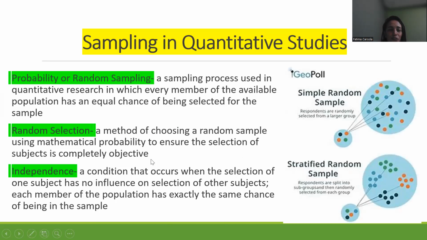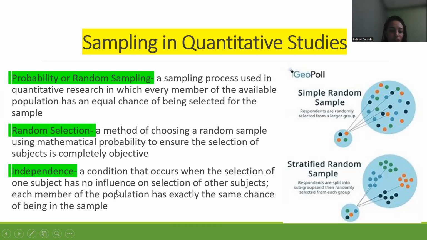Sampling in quantitative studies, we have probability or random sampling, a sampling process used in quantitative research in which every member of the available population has an equal chance of being selected for the sample. So that is random sampling. Random selection is a method for choosing a random sample using mathematical probability. Your statistician will do the mathematical computation for you to be able to get a random sample.